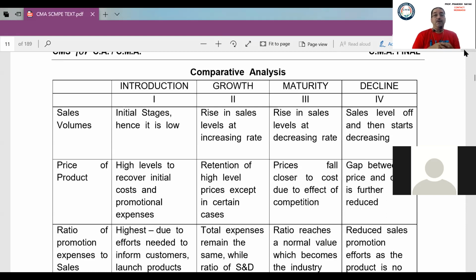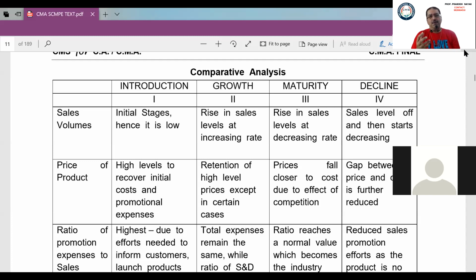Then what happens? It comes to the maturity stage. Now almost the entire market has been covered. All your consumers are aware of the product. All those who want to buy that particular product from your company are buying. So now sales become more or less constant, and even if they increase, they will increase at a decreasing rate. In the growth stage, the increase is at an increasing rate. In the maturity stage, the increase is at a decreasing rate.